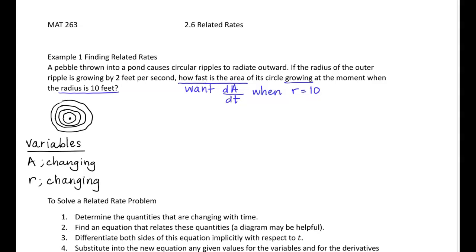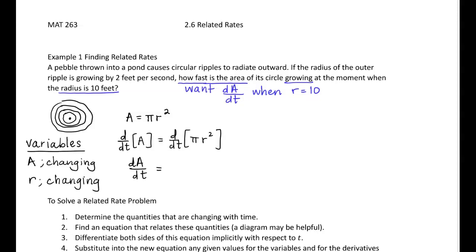Let's just start with a simple formula for the area of a circle. We're talking about circles here. The area of a circle is pi r squared. I'm going to differentiate both sides of this equation the same way we did when we did implicit differentiation. It's just that this time we're taking the derivative with respect to time because these things are changing with respect to time. So I want d/dt of the area and d/dt of pi r squared. We're taking the derivative of both sides of this equation. On the left side, the derivative of the area with respect to time is simply dA/dt.